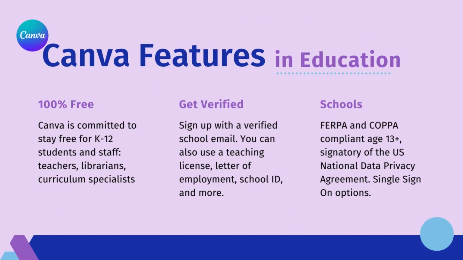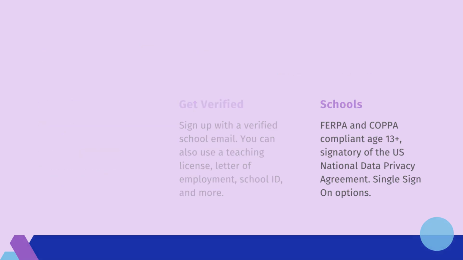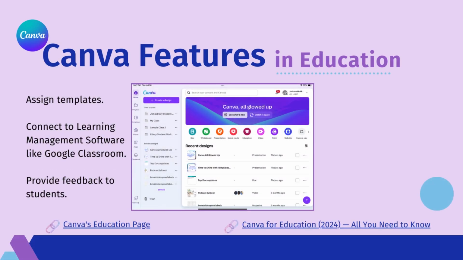Canva is free for K-12 students, staff, teachers, and librarians. I think our current groups of students will be so used to the tools in Canva, by the time they leave school, they will be more than willing to subscribe. Canva also offers FERPA and COPPA privacy information. Using Canva, you can assign templates to students, you can connect to learning management software like Google Classroom, and you can provide feedback to students for their work. For information on these processes, visit Canva's education page, and for a breakdown on Canva for Education, visit the link Canva for Education, all you need to know.